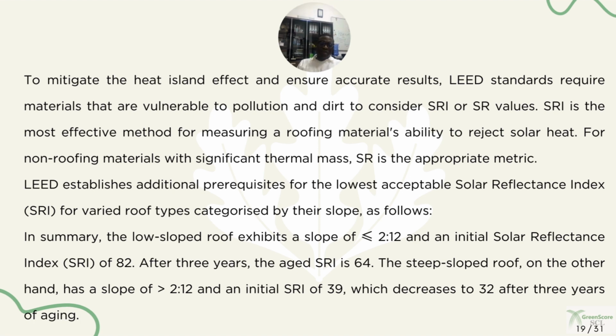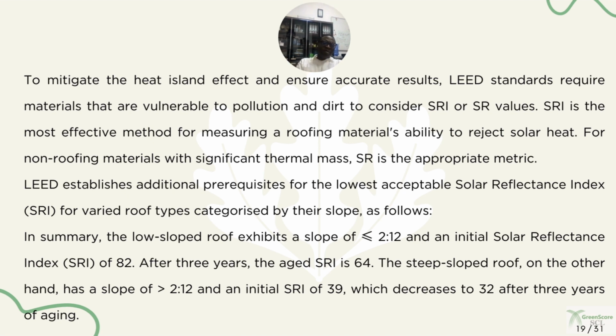The appropriate metric is the solar reflectance. LEED establishes additional prerequisites for the lowest acceptable SRI for different types of roofs, categorized by their slope. Okay, so the low sloped roof, which is a roof that is less than or equal to 2 ratio 12, has an initial solar reflectance index of 82, right? After 3 years, the aged solar reflectance index is not expected to be lower than 64 for a low sloped roof.